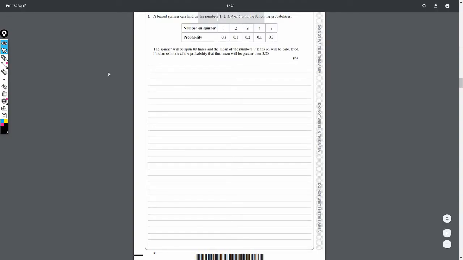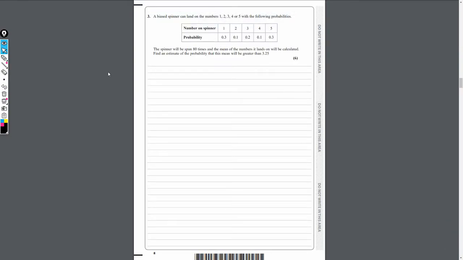Moving on to question 3 now, we have a question here dealing with discrete random variables. What we've got here is a biased spinner which can land on the numbers 1 through to 5, and we've got the following probabilities. It's spun 80 times and the mean of the numbers it lands on will be calculated. We've got to find an estimate of the probability that its mean will be greater than 3.25. So we've got to find the probability that X is greater than 3.25.